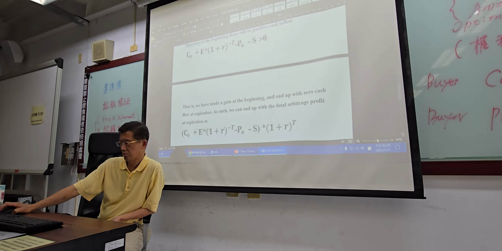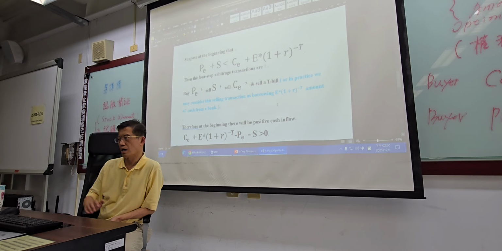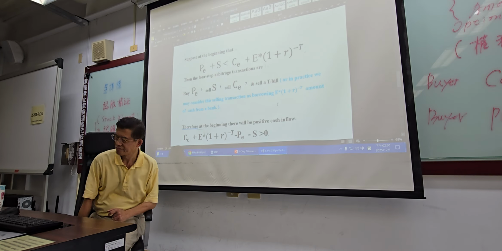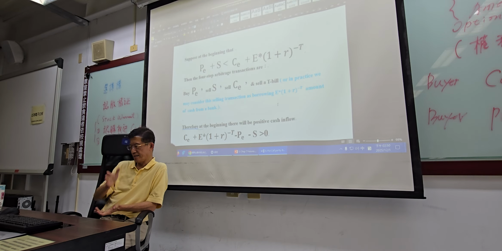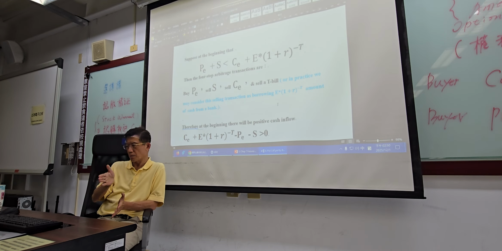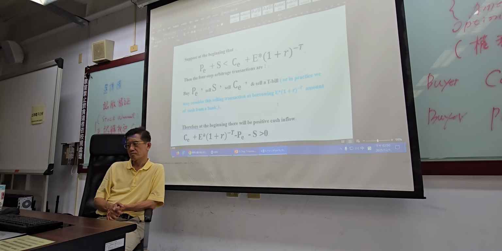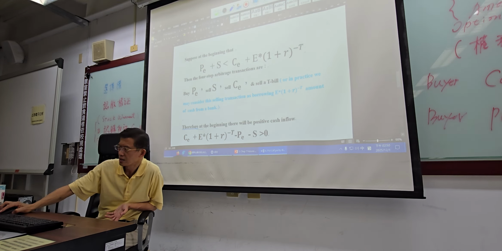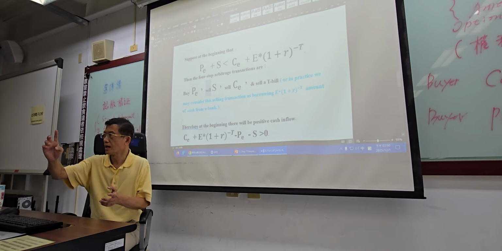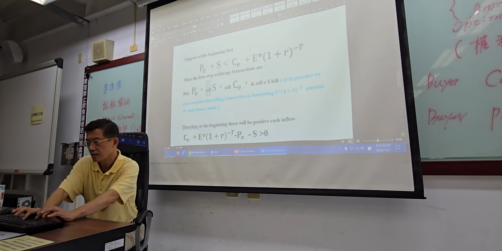Okay, so now I will give you the second question. So just suppose, as I say, if the equality does not hold, let's say P sub E plus S is smaller than C plus capital E times 1 plus R to the power of minus T. Then you will buy low and sell high, right? So you will buy P sub E. And sorry, this should be buy, alright? Everybody take a look. This should be the buy.